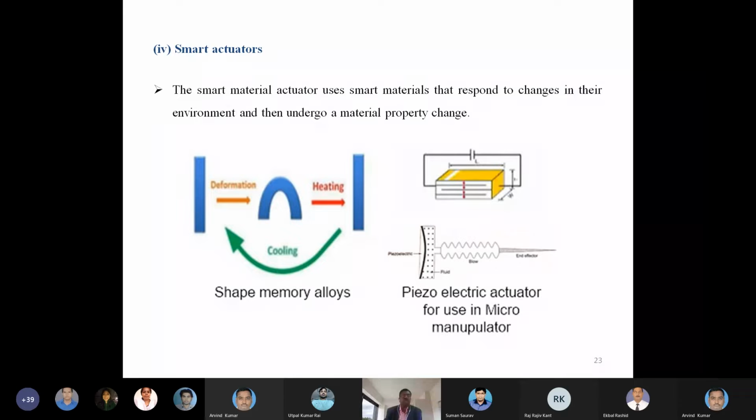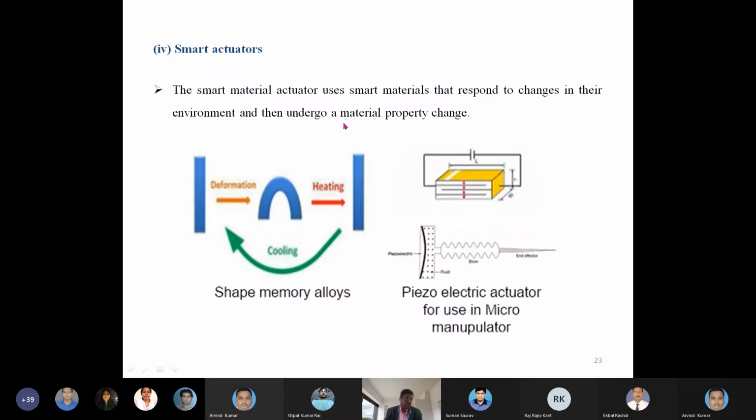Now, smart actuators are very commonly used in smart manufacturing systems. Unlike the other conventional actuators, smart actuators use smart materials. Smart material means a material that responds to the environment and then undergoes some change in its material properties. This property change is used to create the actuator or sensory effect from the material without any additional control electronic circuitry.